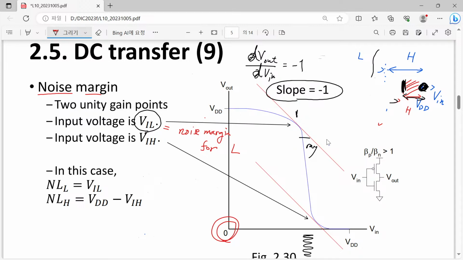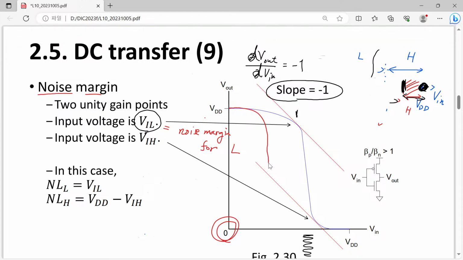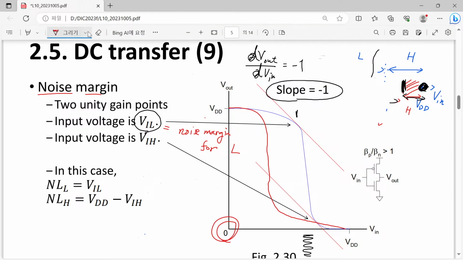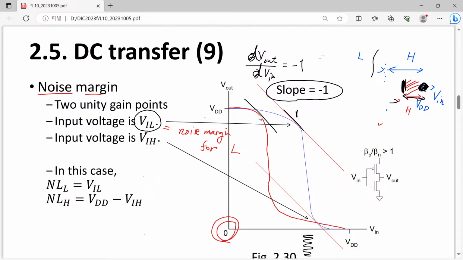So let's think about a slightly different technology. Instead of this beautiful graph, let's draw a little bit uglier one. If we have this kind of thing, where would be the input noise margin? We still want to draw a -1 slope line. So maybe somewhere here will be the voltage called VIL. Then the noise margin for logical low value will be reduced from the original value to this small value. Are you all with me? It's not that difficult to understand.